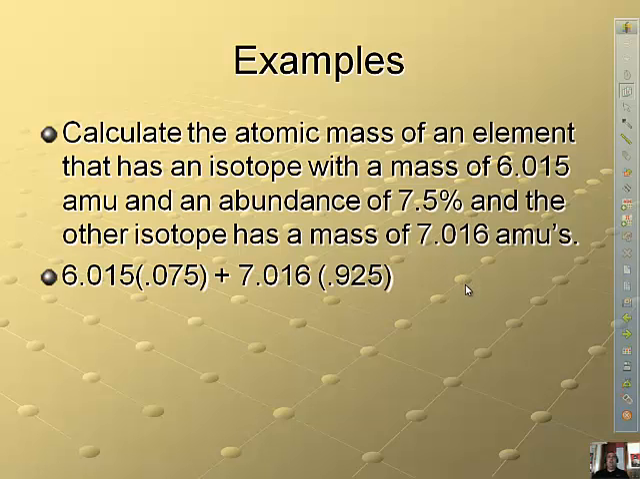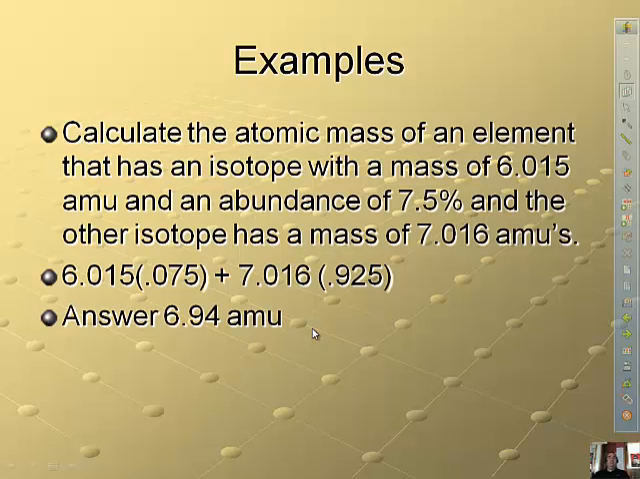Now here's the thing. Anytime you are dealing with percentages, go ahead and convert it into its decimal form. So what you'll do is you'll take 6.015, you'll multiply it by 0.075. We'll take 7.016, we'll multiply it by 0.925. We'll add those two numbers together, and when I do that, you're going to find out that the average is 6.94. And when you look here, 6.94 is closer to 7. There's a greater abundance of this isotope here, and it pushes that average closer to the greatest abundance.